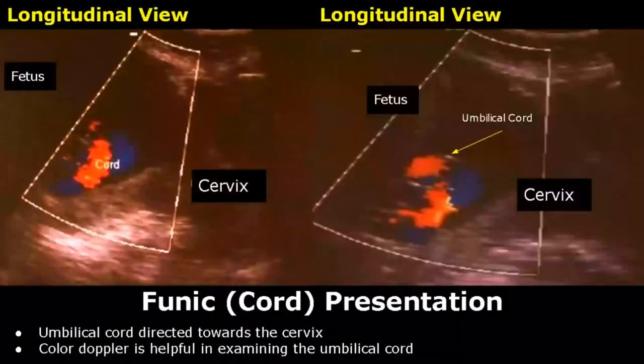In a funic or cord presentation, the umbilical cord is found right next to the cervix. Color Doppler is very helpful in locating the umbilical cord.